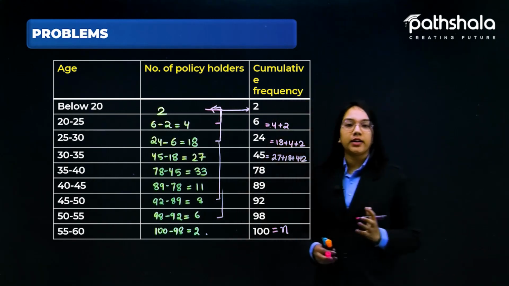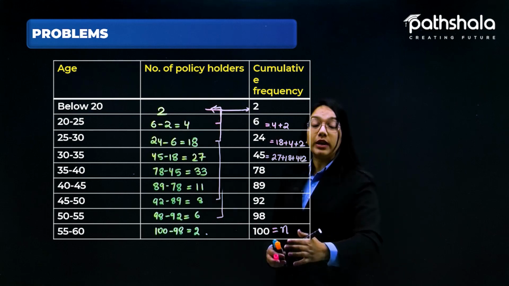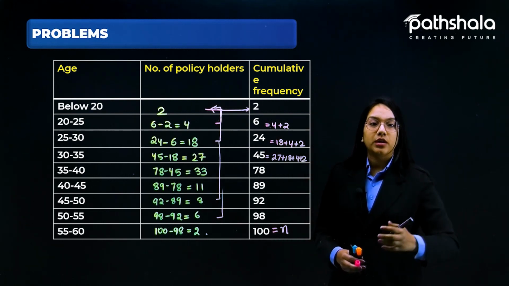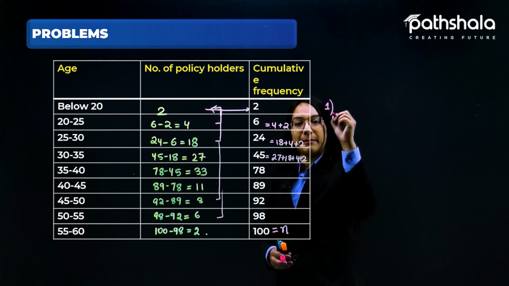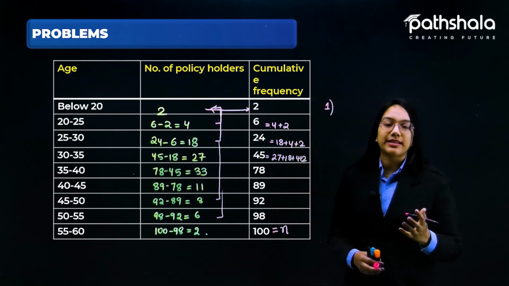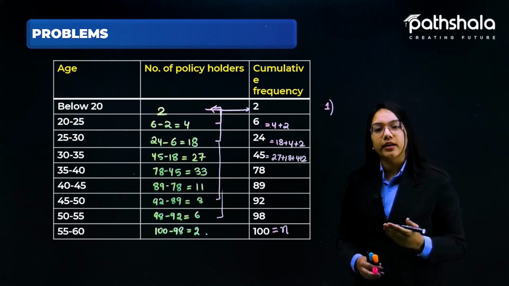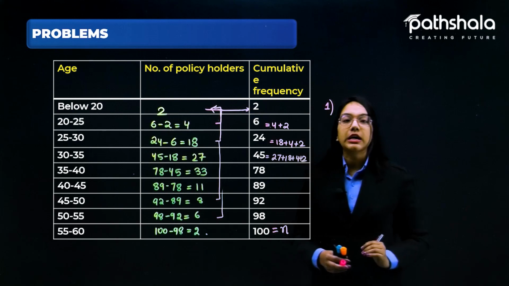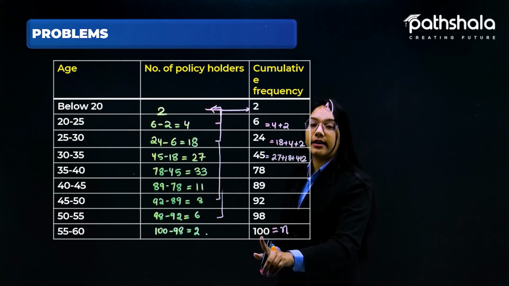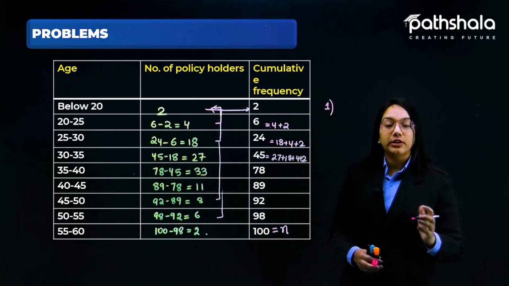N is equal to 100, the value which will help us find the median class, because the very first step for the median is to find the median class, and the median class can be found by first calculating the cumulative frequency. The value of n at the end is 100.